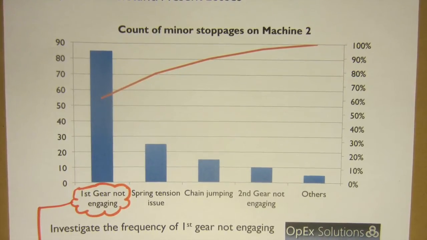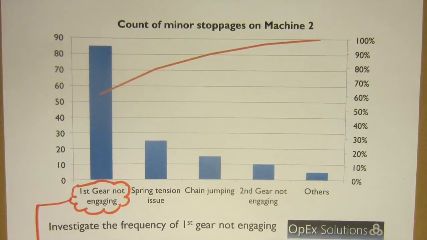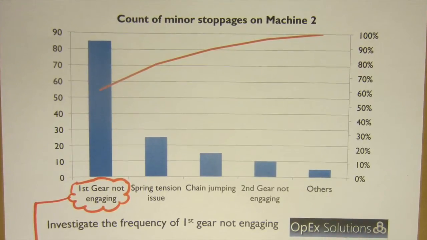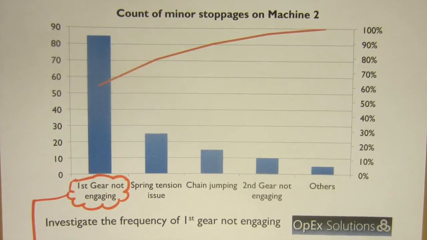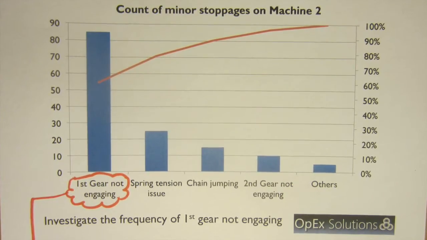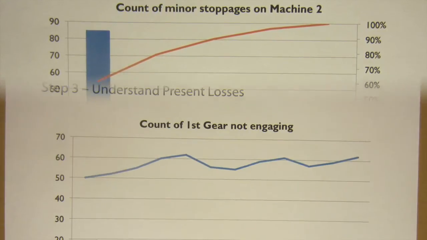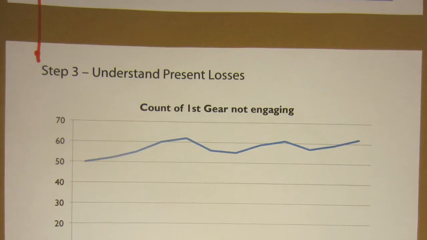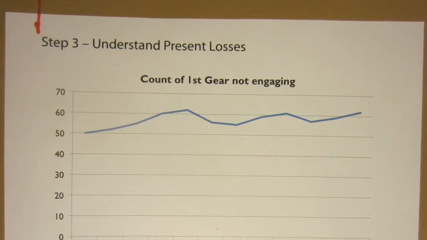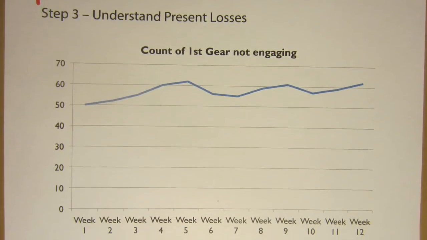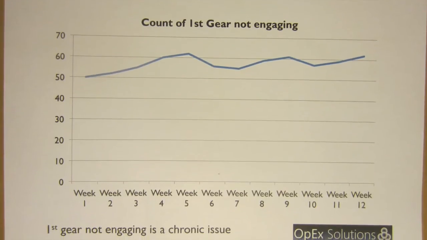Data is collected and analysed. In the example, we have a Pareto chart showing the number of minor stoppages that have occurred, minor stoppages being one of the underpinning losses behind performance. Next, the top issue, in this case first gear not engaging, is plotted over time to consider if it is a chronic or sporadic issue.